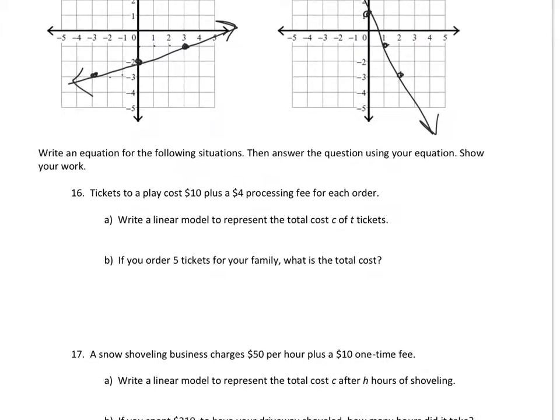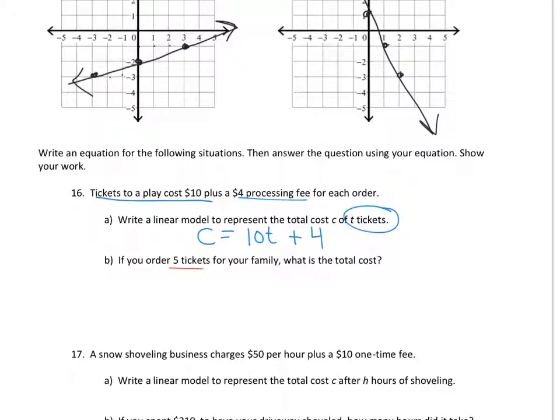Number 16, write an equation. Tickets to the play cost $10 plus a $4 processing fee for each order. Write a linear model to represent the total cost, C, of T tickets. So here are two variables, C and T. The cost is the total. So the cost to go to the play is $10 a ticket. So it's going to be $10 a ticket plus $4 no matter what.